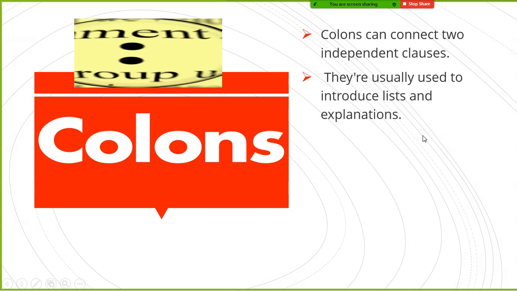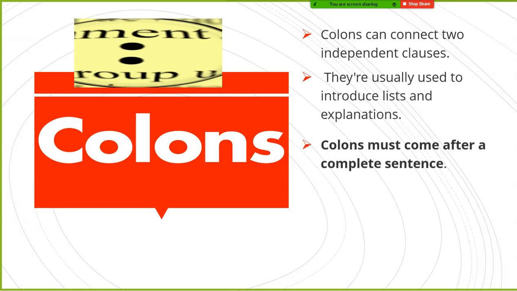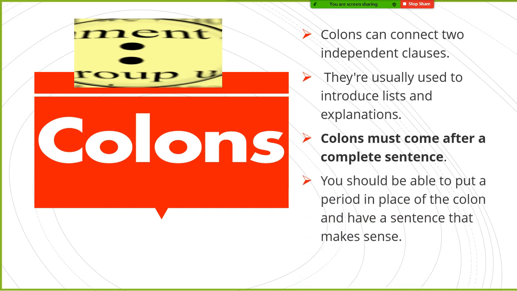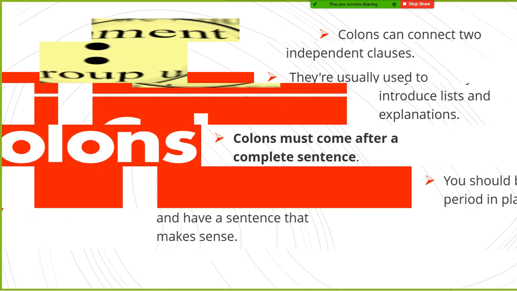It introduces a list and the explanation for the things that follow. I will show you an example to make it clear for you. Also, it must come after a complete sentence. You should be able to put a period in place of a colon. It means that if you erase the colon, you can put a period after it instead. Why? Because the colon comes after a complete sentence. That's why we said that it can connect two independent clauses. It can come in the middle between two independent clauses.